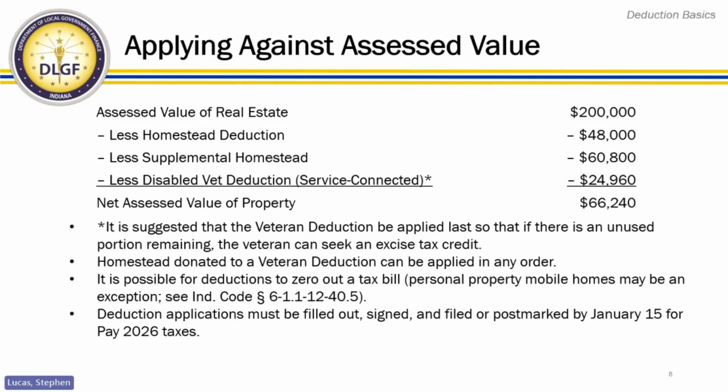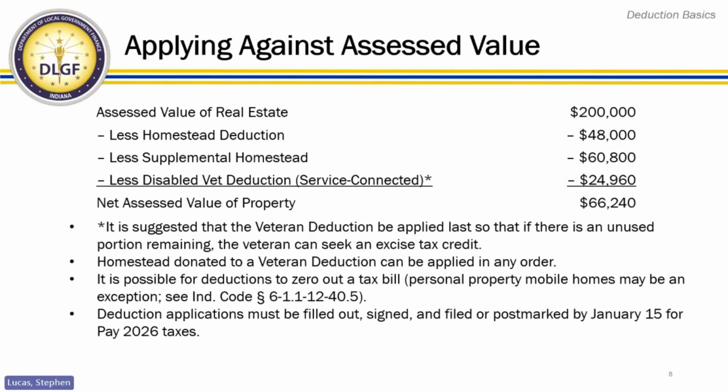There is an exception to that for mobile homes assessed as personal property. Indiana Code 6-1.1-12-40.5 specifies that the sum of the deductions that apply to those personal property mobile homes can't exceed 50% of the value of the mobile home. There is an exception to that exception that says that the supplemental homestead deduction isn't subject to that limit. So the supplemental homestead deduction may bring the value of those personal property mobile homes below that 50% threshold.